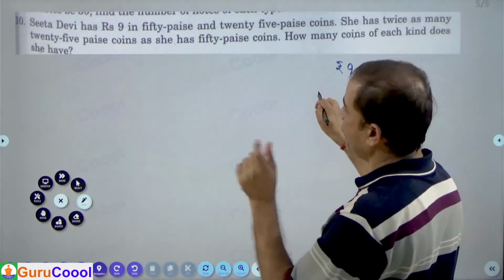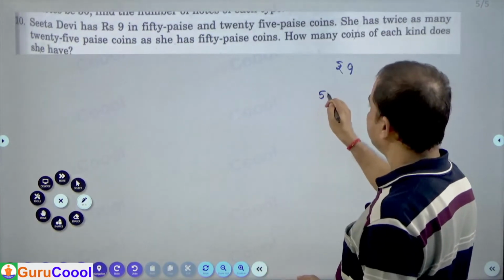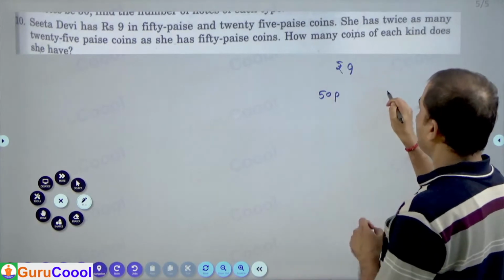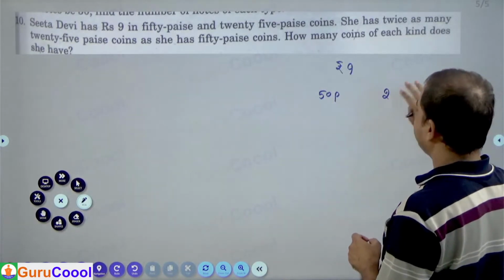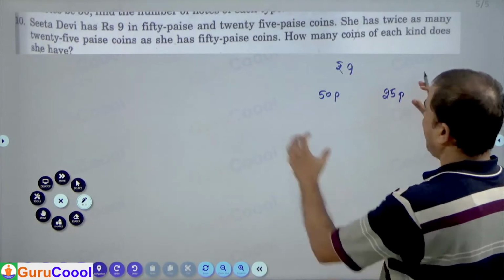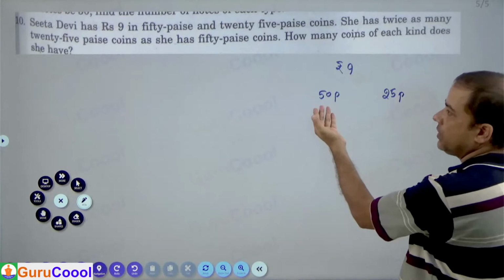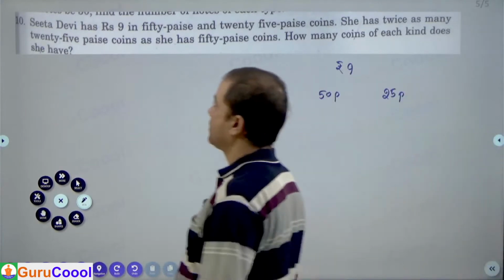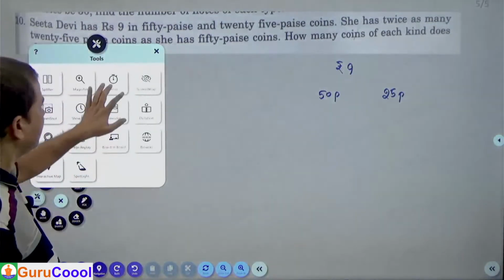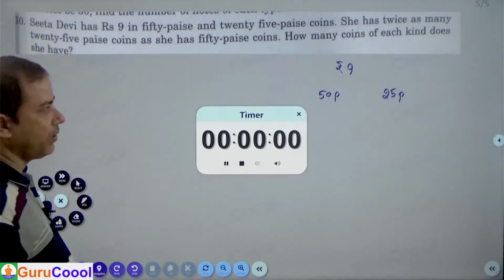But how is that 9 rupees? Some 50 paise coins and some 25 paise coins, and total money becomes 9. But we don't know how many 50 paise coins, how many 25 paise coins. So take some time to set up the equation. I'll wait for you.